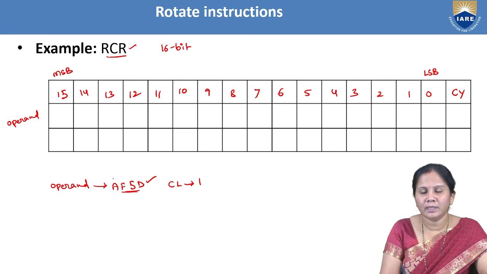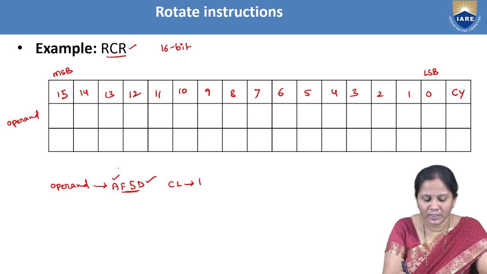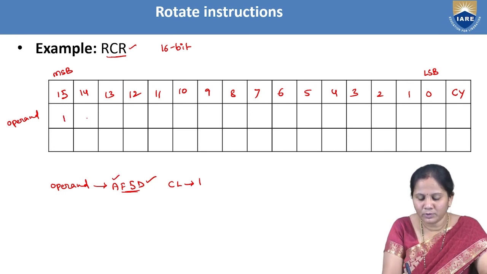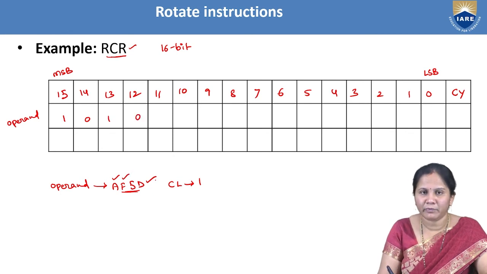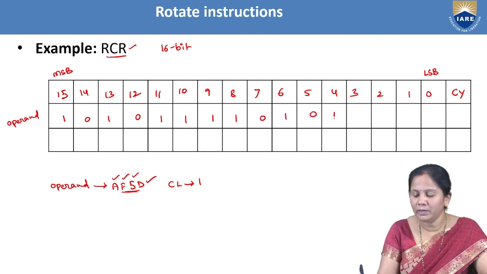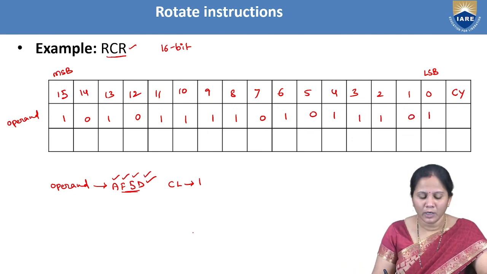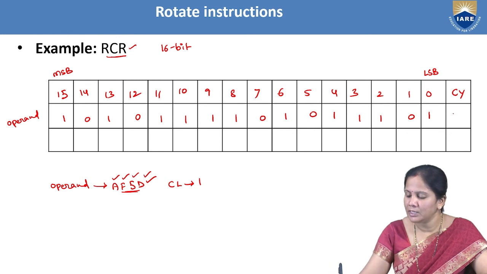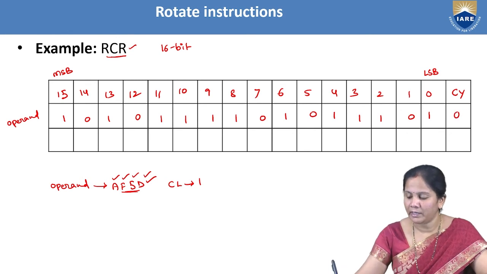Okay. So first here, A binary value is 1, 0, 1, 0. And next value is F. The hexadecimal equivalent is 1, 1, 1, 1 binary value. And next is 5, 0, 1, 0, 1. And next one is here D, 1, 1, 0, 1. Okay. So for example, in this case, consider 0 as the carry flag.